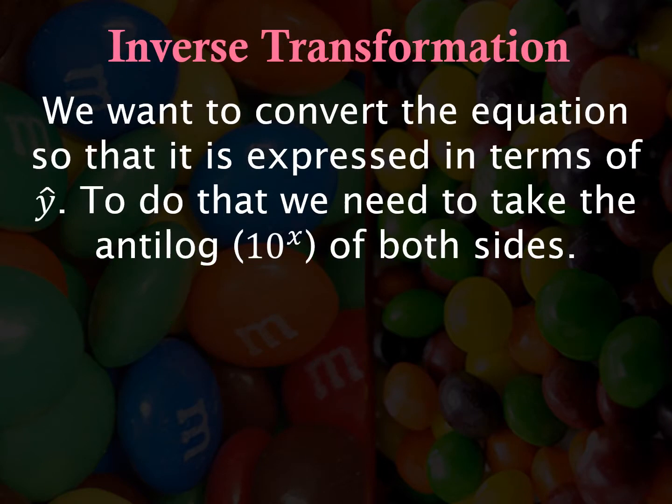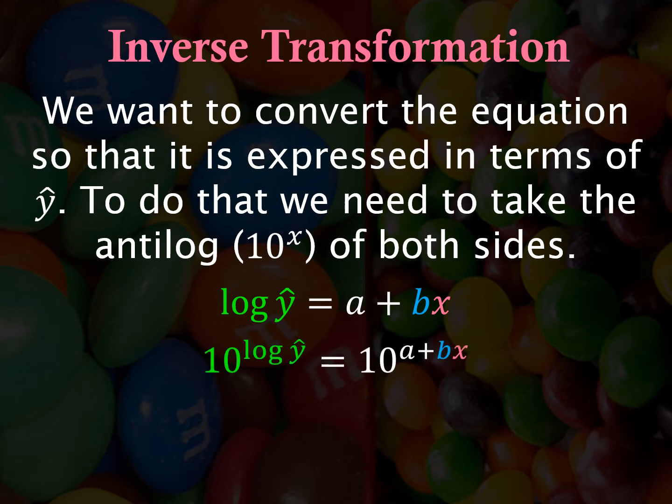Now, an inverse transformation is basically taking the log of y hat equation and expressing it in terms of y hat. To do that, we need to take the anti-log, or 10 to the power of both sides. So this was our exponential model equation: log of y hat equals a plus bx. We take 10 to the power of both sides, we get y hat equals 10 to the a plus bx.